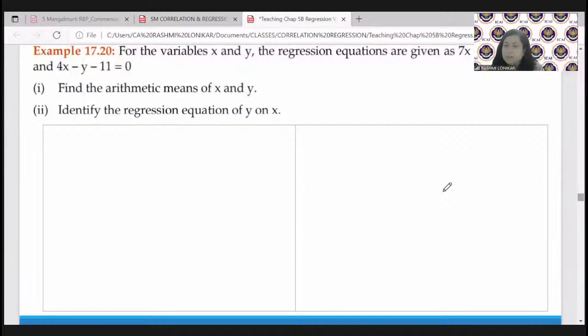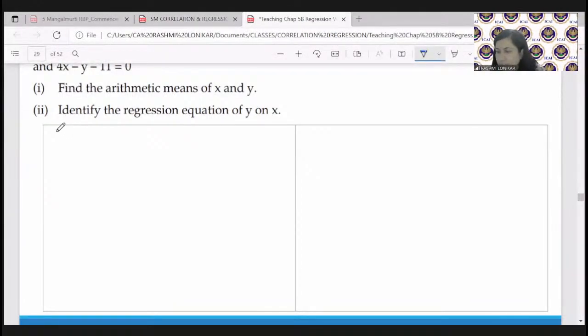Okay, this is the next sum. For the variables x and y, the regression equations are given as this and this. Find the arithmetic mean of x and y. Identify the regression equation of y on x. So first thing that I have to do is find the intersection.